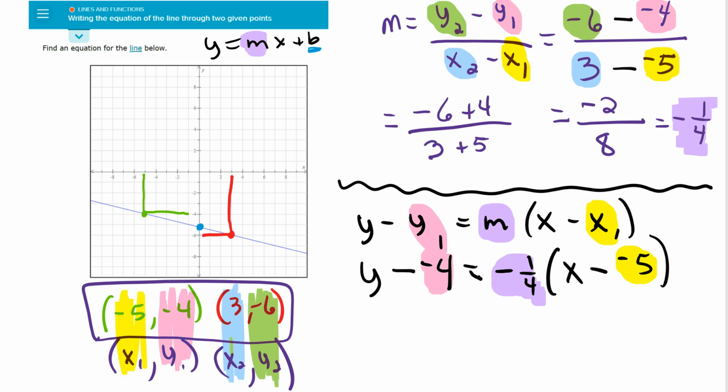I'm looking at my two ordered pairs. And now I just need to clean it up, make it look a little more algebraically pleasing to the eye. So instead of y minus the -4, I'm going to have y plus 4 equals -1/4 times, instead of x minus -5, I'm going to have x plus 5.